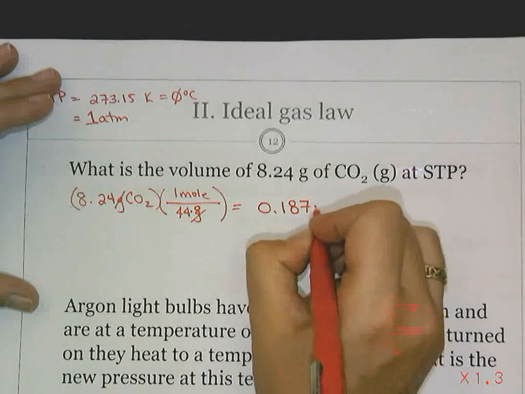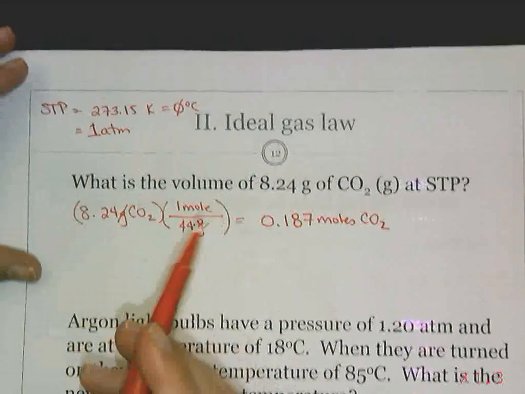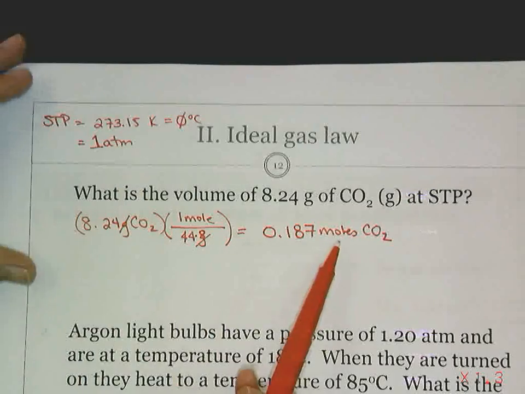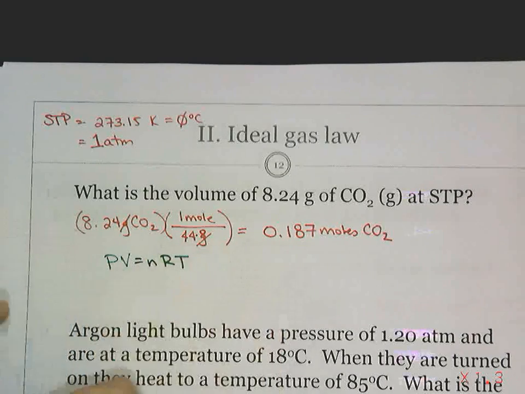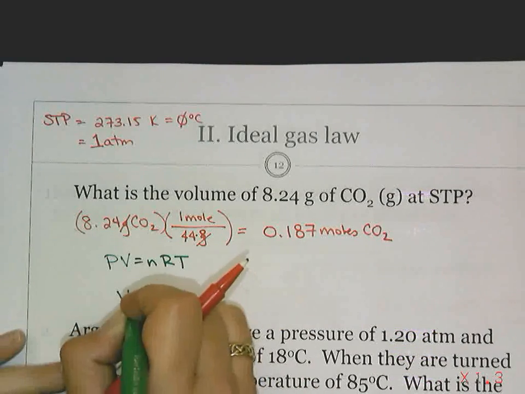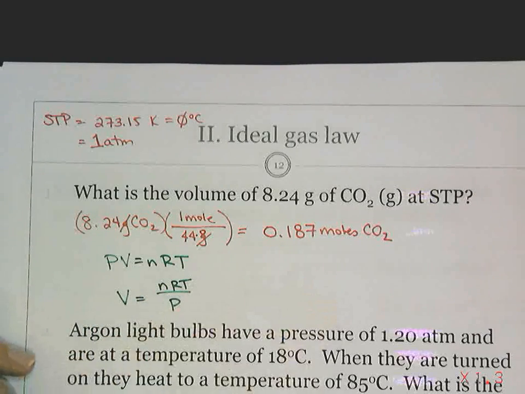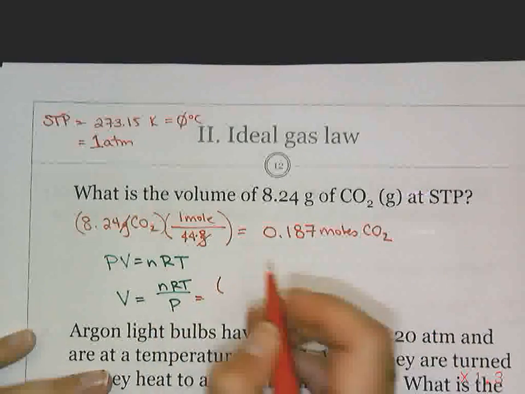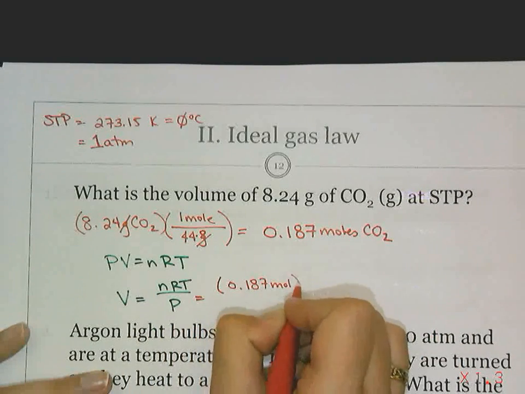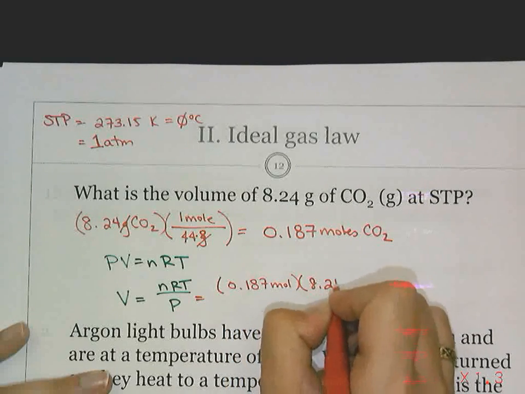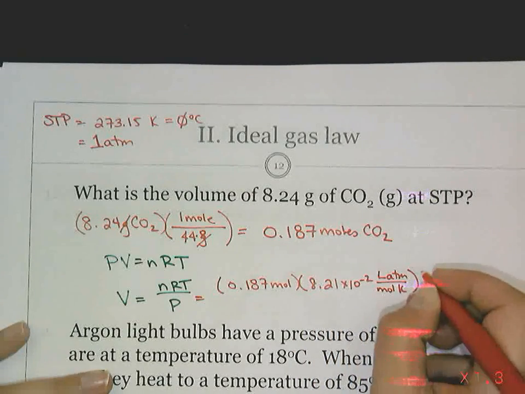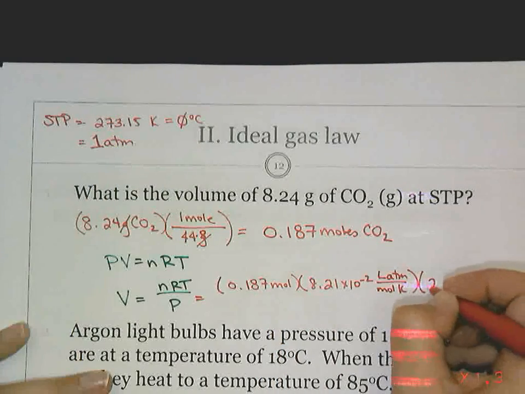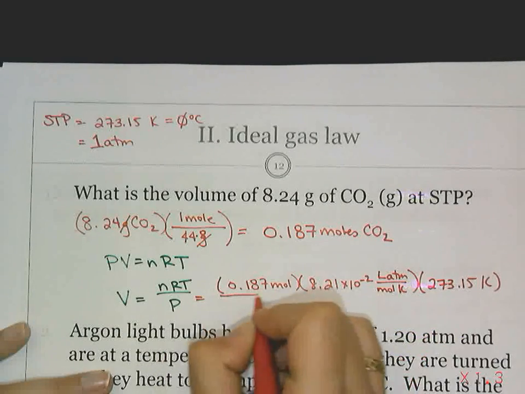So now I have the temperature, the pressure, and the moles. Now I'm ready to plug this into my ideal gas law, which is PV equals nRT. I'm looking for volume, and I know the other things, so I'm going to go ahead and rearrange this and make it easier on myself. You could certainly plug it in and rearrange later. But I know the number of moles, 0.187 moles. And R is the gas constant, which is 8.21 times 10 to the negative 2 liter atmospheres over moles Kelvin, times the temperature, which is up here, 273.15 Kelvin, all divided by 1 atmosphere.